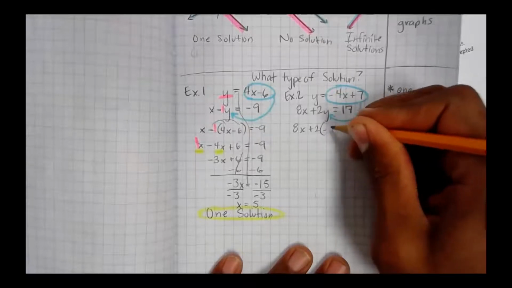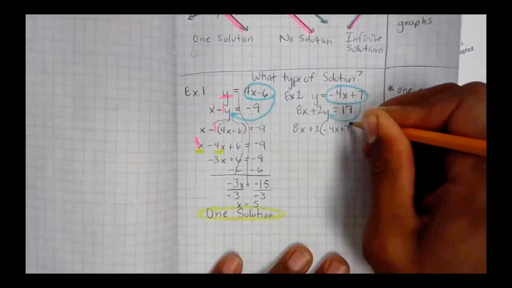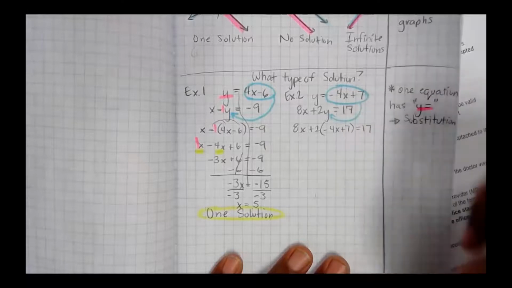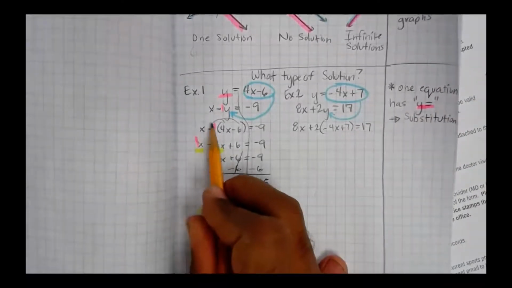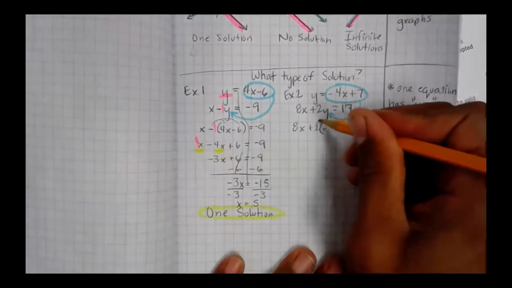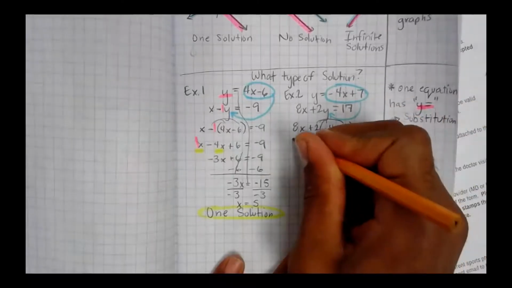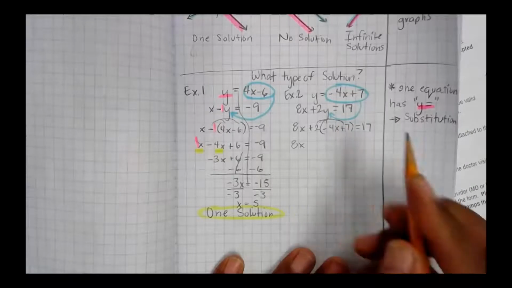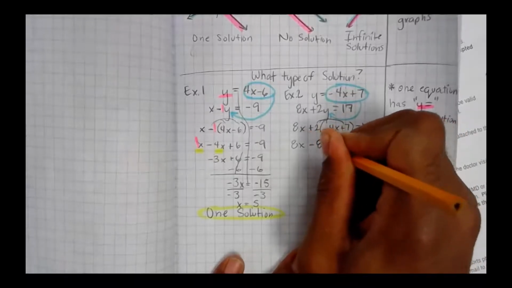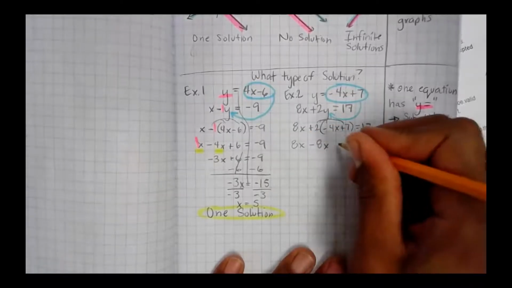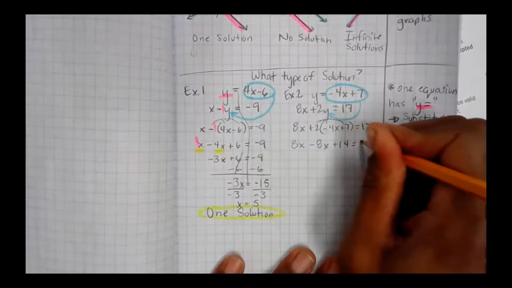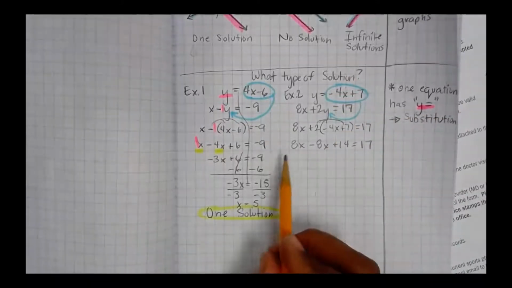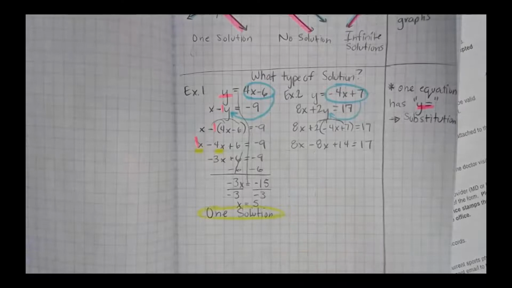I plug in the negative 4x plus 7 again. And again, same steps, we're going to distribute. So I just bring this 8x down. 2 times minus 4x is minus 8x. 2 times 7, 14, equals 17. Again, same steps as before, combine like terms.